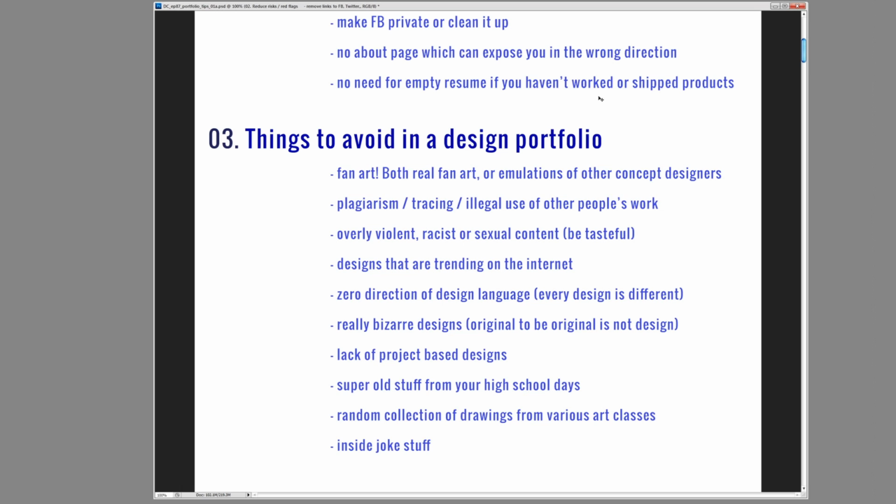Okay, next, overly violent, racist, or sexual content. Be tasteful. Those things don't belong in a portfolio. It's not something we do in entertainment. Even though entertainment has violence and sexuality and all that kind of stuff, it is still within taste, at least the majority of your products, right? We don't blatantly draw guys with their guts hanging out and flies all over and things like that, unless you're working for something like a Doom game or something that requires such content.